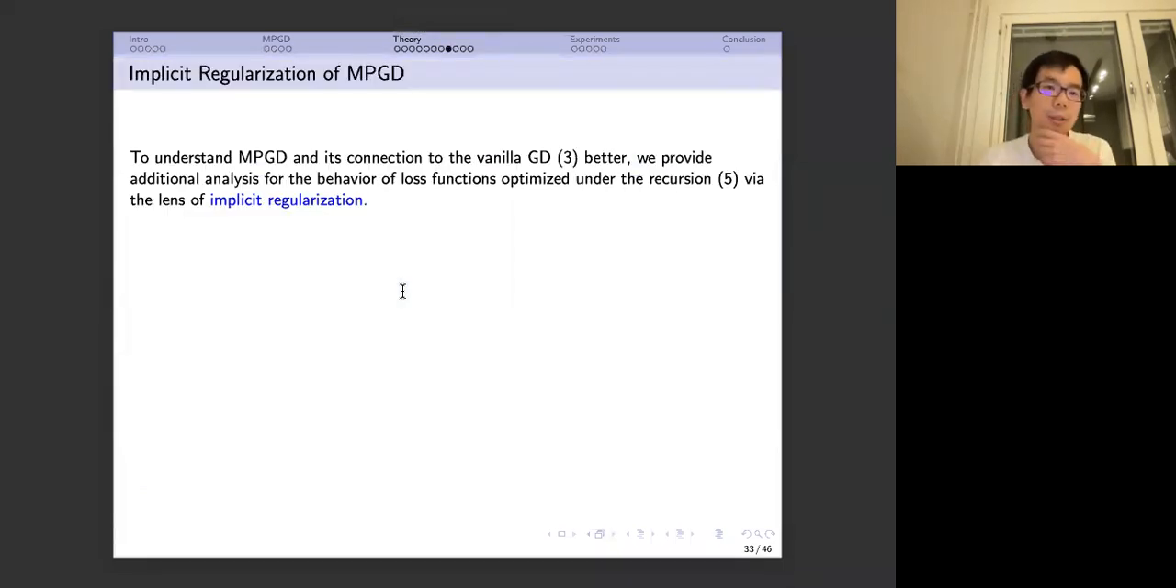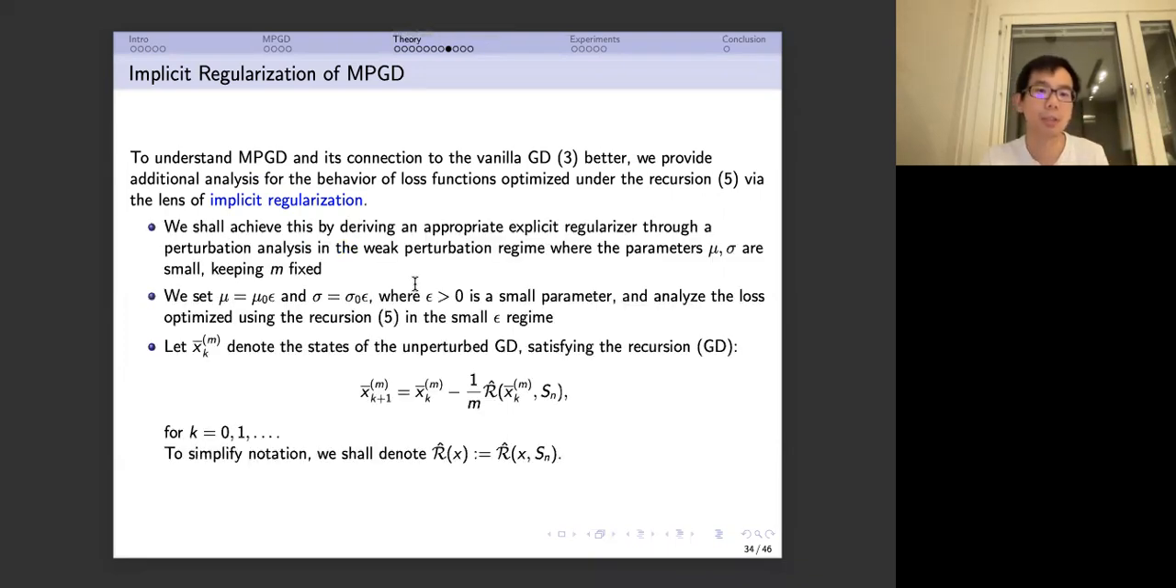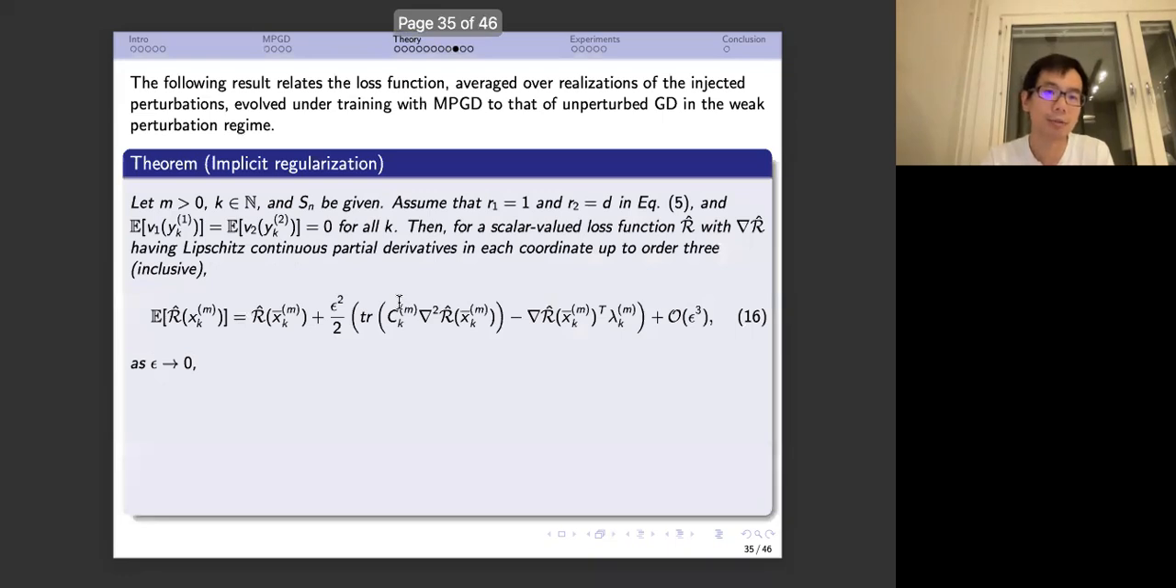And lastly, we can also try to understand MPGD via the lens of implicit regularization. By working in the weak perturbation regime, we basically just do some Taylor expansion about this epsilon, where epsilon is the amplitude of these perturbations. Then we can derive the following result.